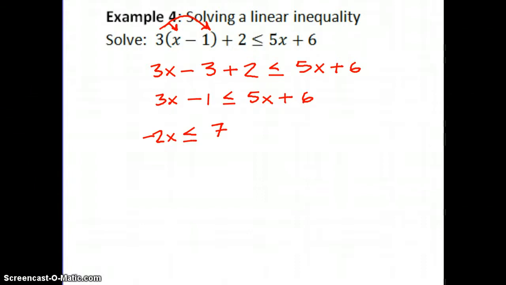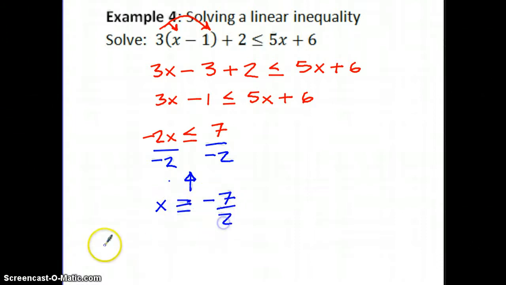Okay, so I have come down to the point of -2x is less than or equal to 7, and at this point I need to divide both sides by -2, and that means that our inequality sign is going to flip. So we have x is greater than or equal to -7 over 2.